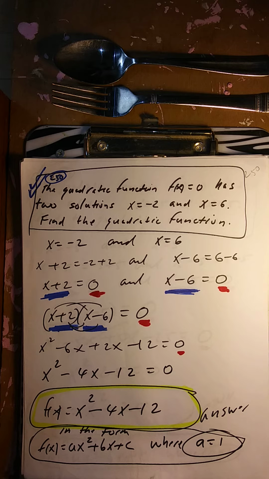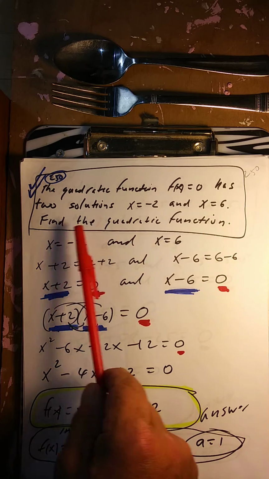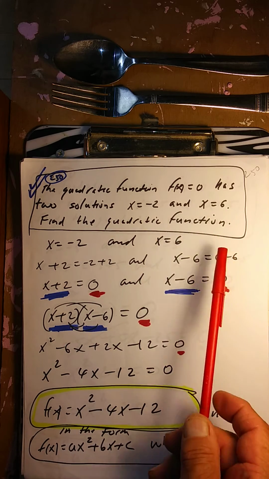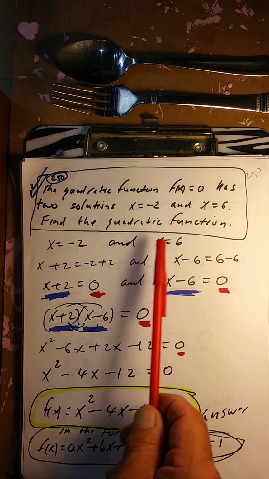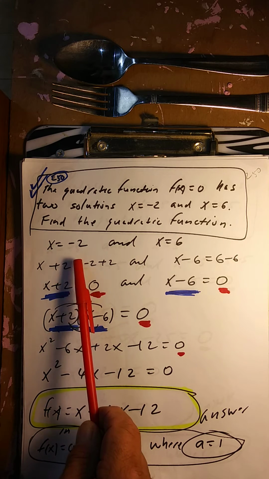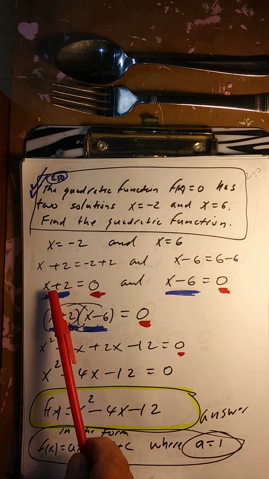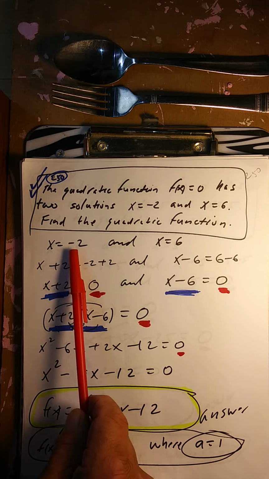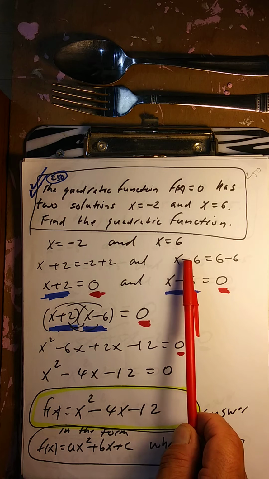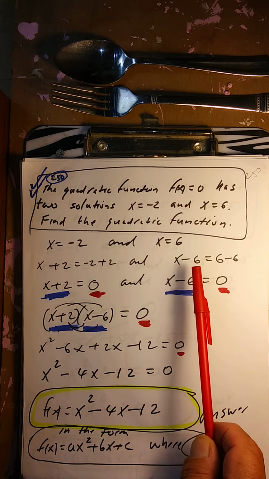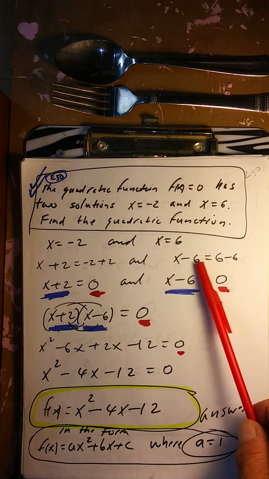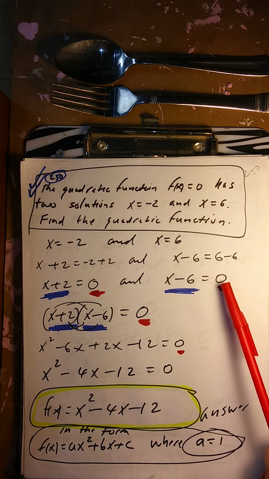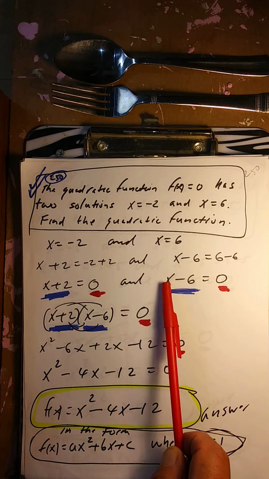The quadratic function f of x equals 0 has two solutions. X equals negative 2. X equals 6. Find the quadratic function. Let's find the quadratic function that matches this. Alright, x is negative 2. X is 6. It's up there. Rewrite this. Let's go ahead and add 2 to both sides. So now we know that x plus 2 equals 0, right there from this one. And for x equals 6, we add negative 6 to both sides. So now we have x minus 6 equals 0. So we have x plus 2 equals 0, x minus 6 equals 0.